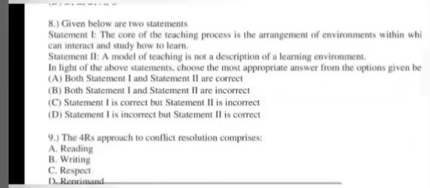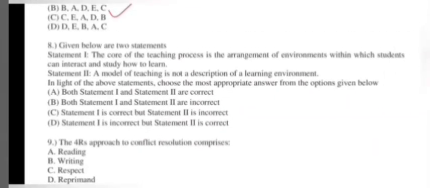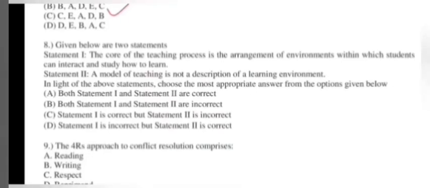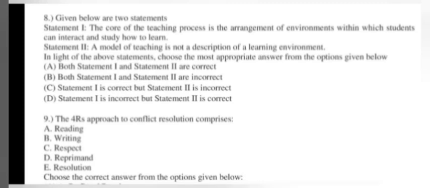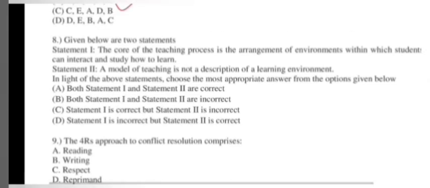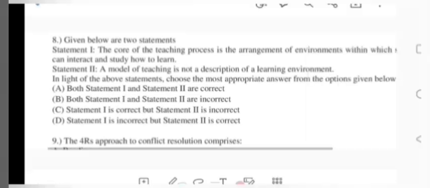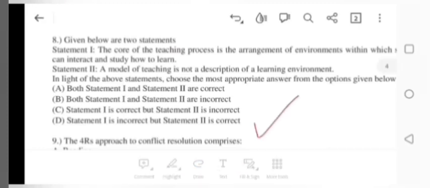Next is number 8. It says, given below are 2 statements. One says, the core of the teaching process is the arrangement of environments within which students can interact and study how to learn. 2 says, a model of teaching is not a description of a learning environment. In light of the above statements, choose the most appropriate answer from the options given below. 1 and 2 are correct, 1 and 2 are not correct, 1 is correct, 2 is not correct, 1 is incorrect, but 2 is correct. Number 8, number D will be correct. That means 1 is incorrect, but 2 is correct.